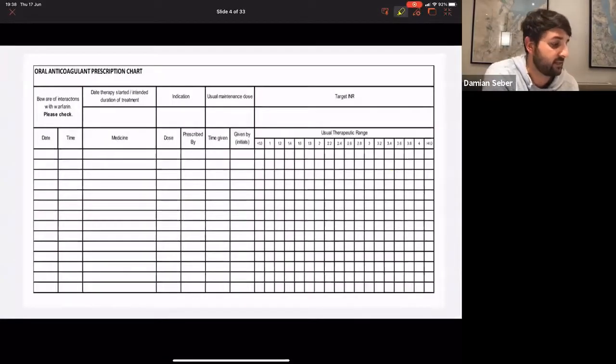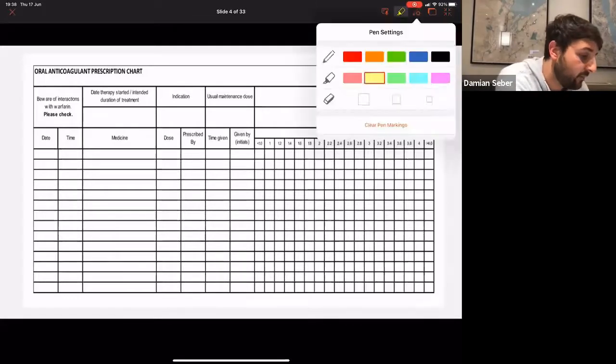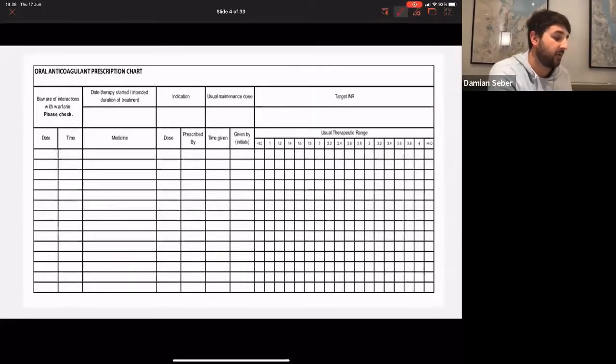Then you have the oral anticoagulant prescription chart underneath that. So this is where you prescribe warfarin. And the thing with warfarin is you literally have to fill out all these boxes apart from a couple. So just start from the top. So if it's atrial fibrillation, for example, it's going to be lifelong. And I always find that you should write in block capitals, even if you're not used to it, because it's the clearest way to write your prescription.